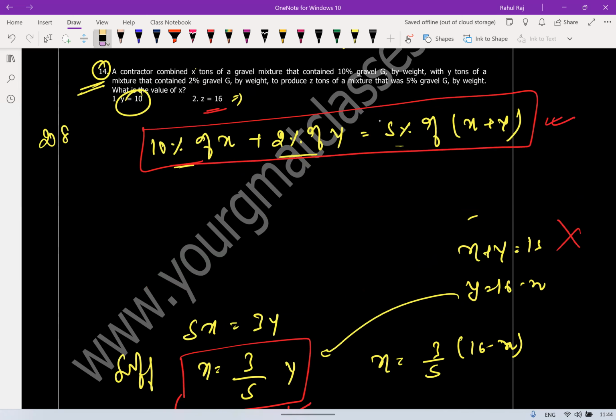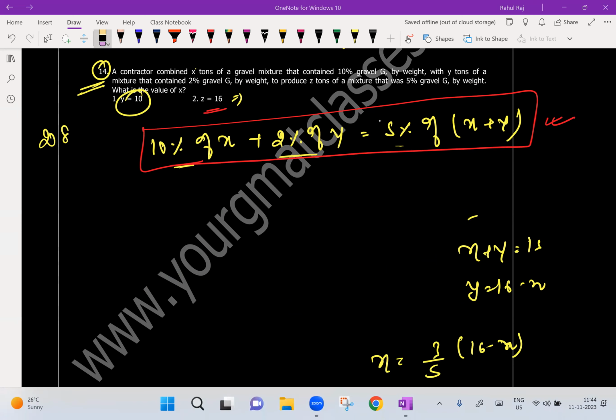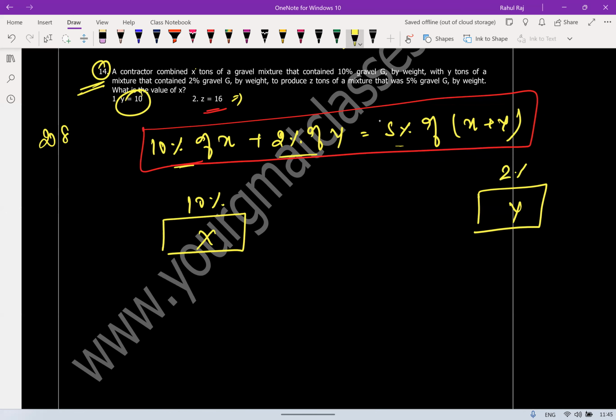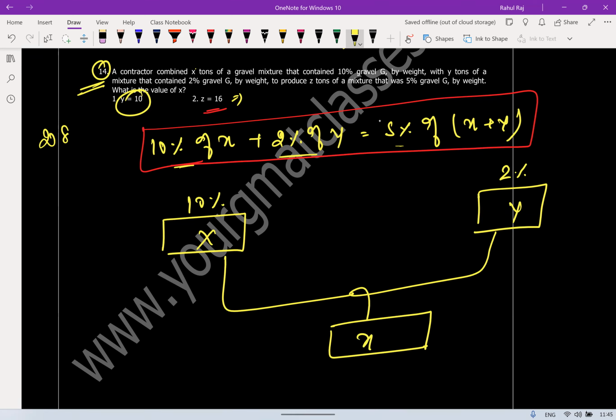It will become much easier. Directly this value will come, x by y is equal to 3 by 5, the ratio that you have got by solving. See here, what I have told you in weighted average, there should be two elements. So here it is x and y. The contractor combined 10% of x and 2% of y to form what? 5% of x plus y.